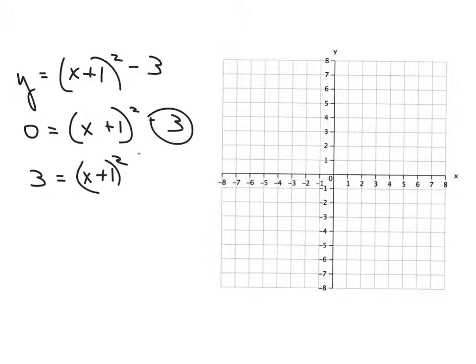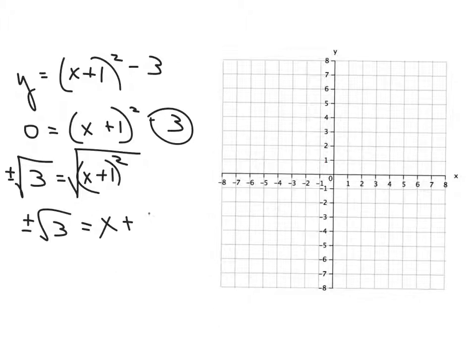And remember, when it's squared like that, you take the square root and put a plus or minus there. So we get plus or minus square root of 3 equals x plus 1, or negative 1 plus or minus square root of 3 equals x. I subtracted 1 from both sides. Okay, now that's kind of a mess, isn't it? That's where it crosses the x-axis.